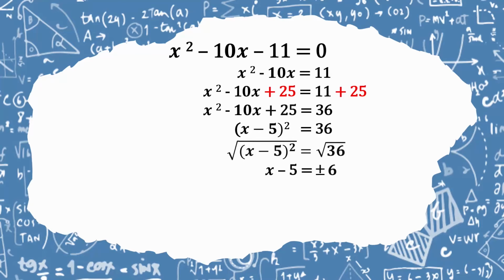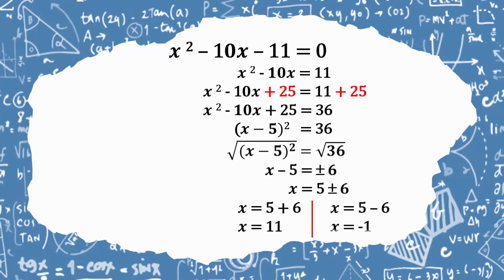By extracting the square root, we have x minus 5 equals positive or negative 6. Separating it into two equations to solve for the values of x, we have x equals 5 plus 6, which is 11, and x equals 5 minus 6, which is negative 1. So the roots of the quadratic equation are 11 or negative 1.